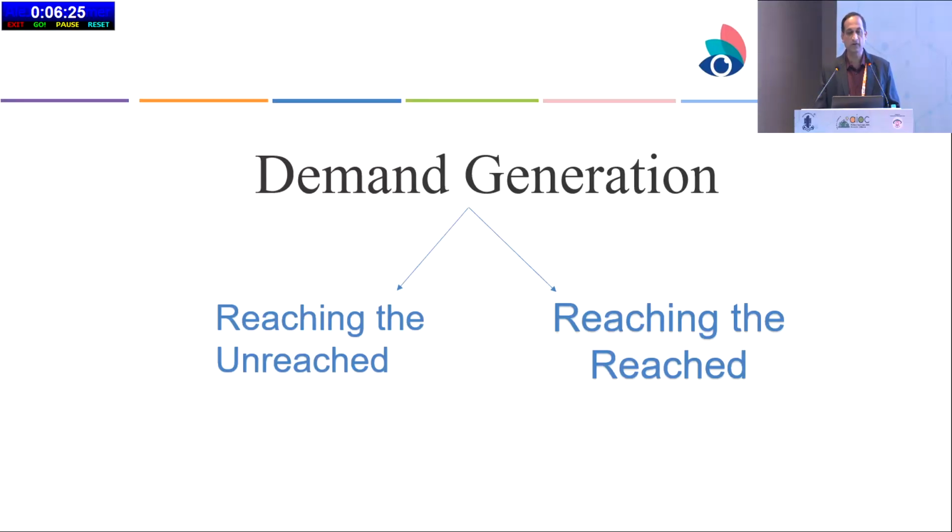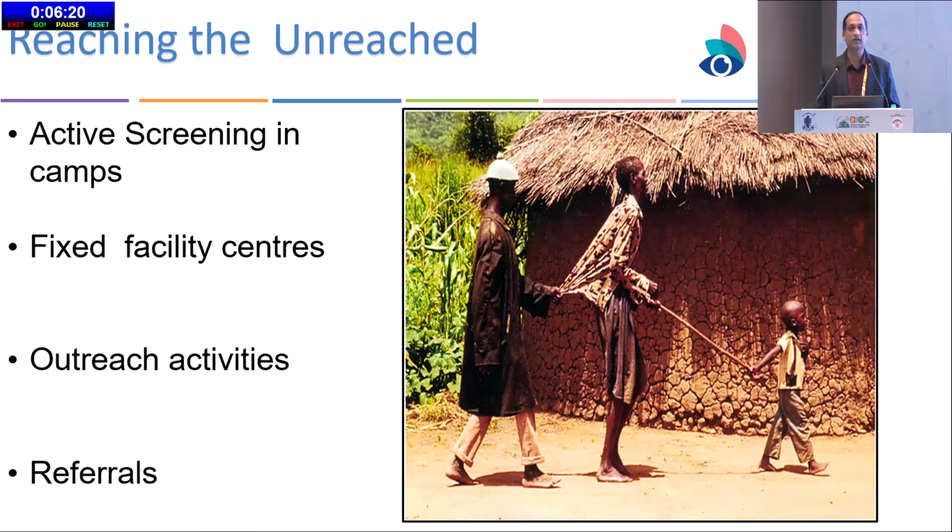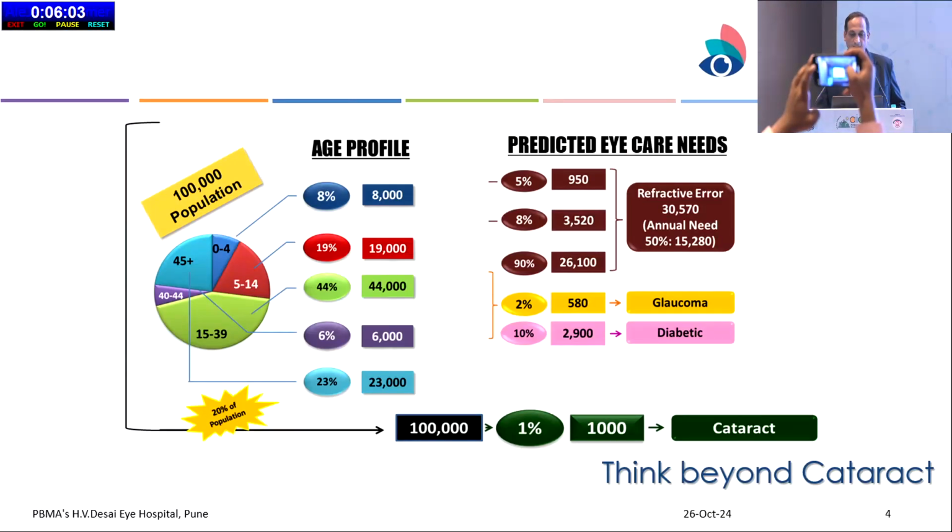The first approach is reaching the unreached, and the second approach is reaching the reached. Now the first is reaching the unreached. You have to reach where you have not reached, by active camp screening, fixed facility services like vision centers in the vicinity, outreach services and referrals. So you should get good referrals. This technique is the outreach to the unreached.